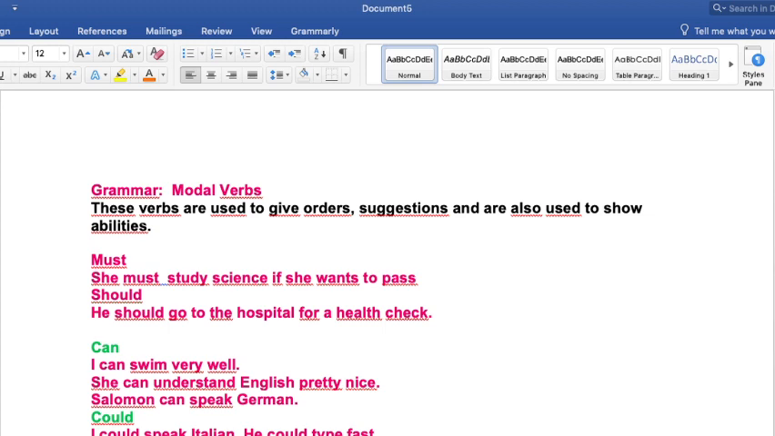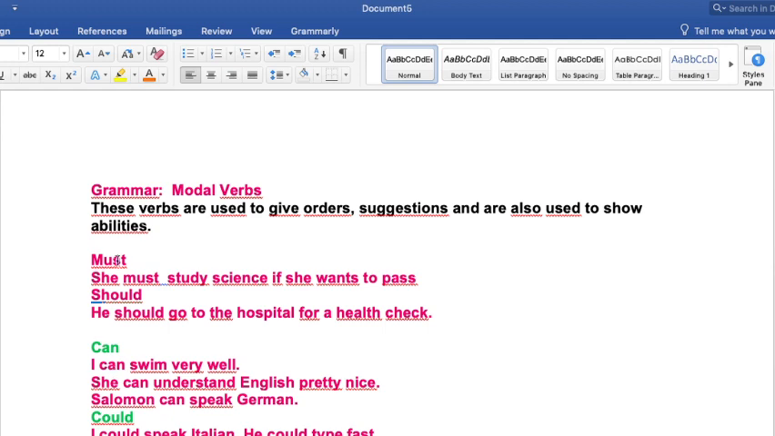With she, we use she has to study if she wants to pass. Pay attention to this one here with has. This verb is the exception of these ones. Here, with must, should, can, and could, we didn't have to add any S to the verb or to. But here, the verb changes if we are talking about she, he, or it.